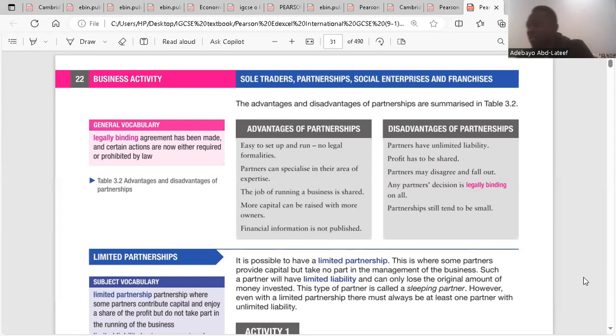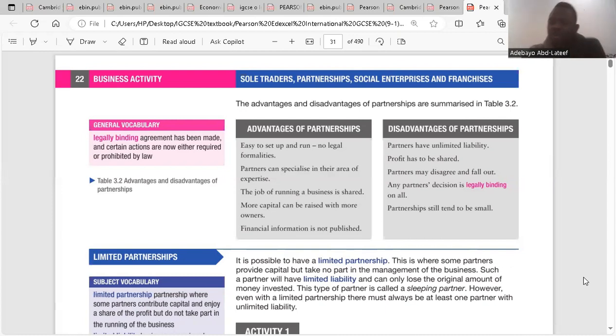In sole trader, it is only you that can put money into the business. But in partnership, all partners will contribute money into the business. So you can raise more money, more capital. The last point is that partners can have specialty. You can be good at something, I can be good at something, Abdullah can be good at something. Then we are coming together. That's specialty. Is it clear?